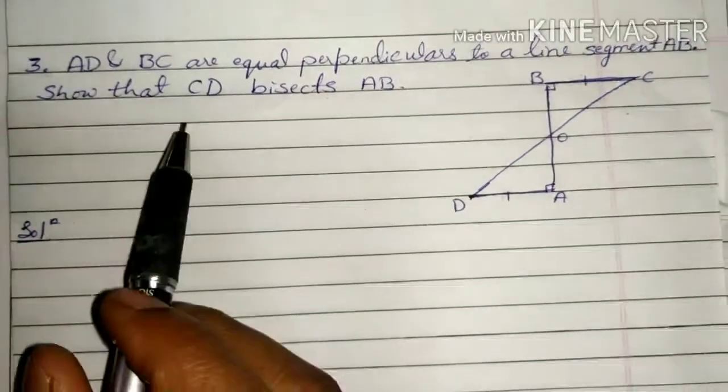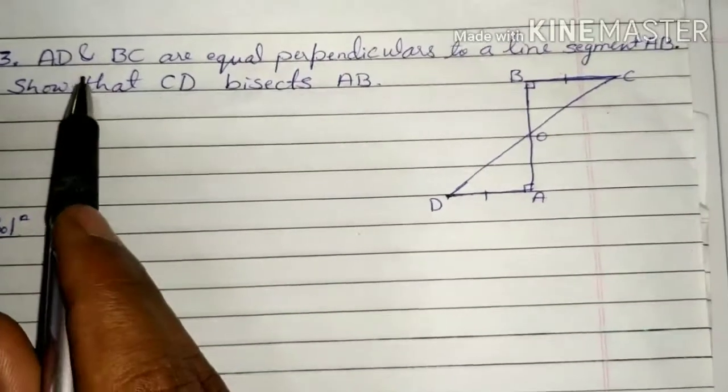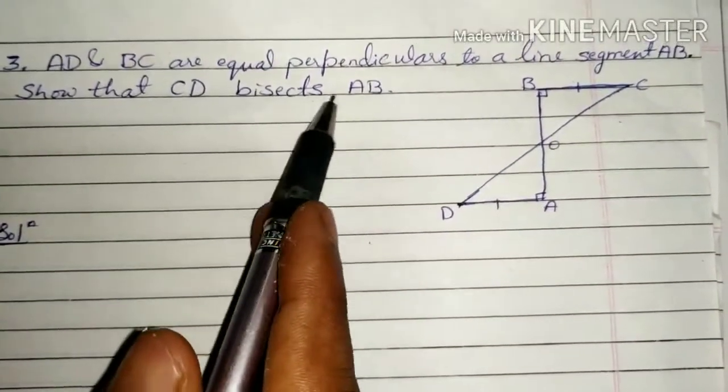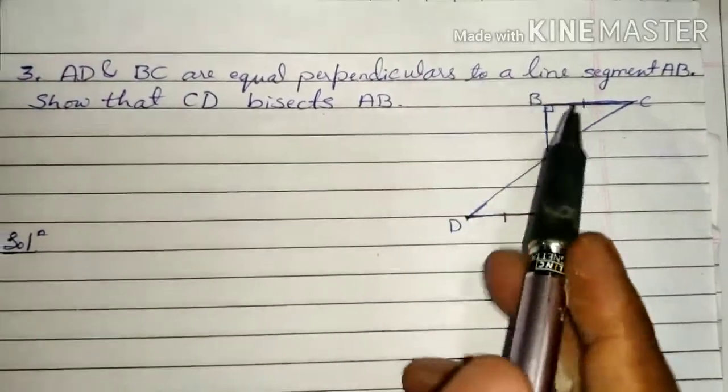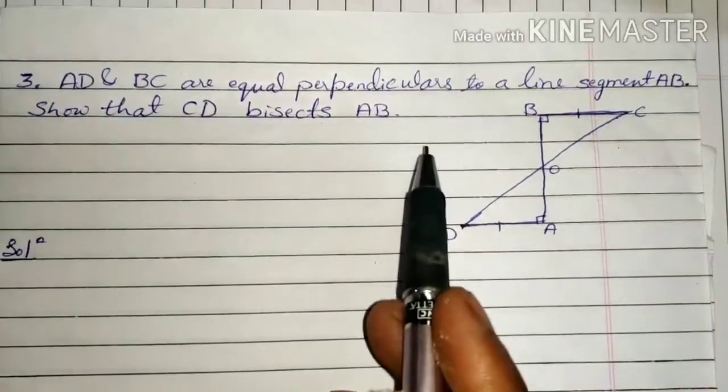Hi students, we shall continue the exercise 5.1. In that third example, AD and BC are equal perpendiculars to a line segment AB. Show that CD bisects AB.